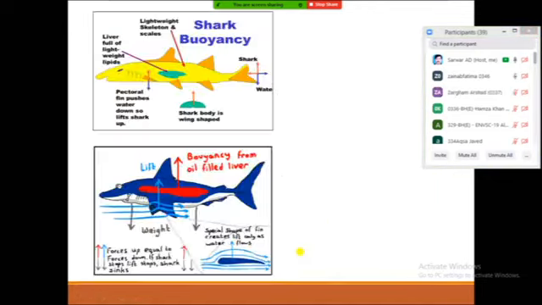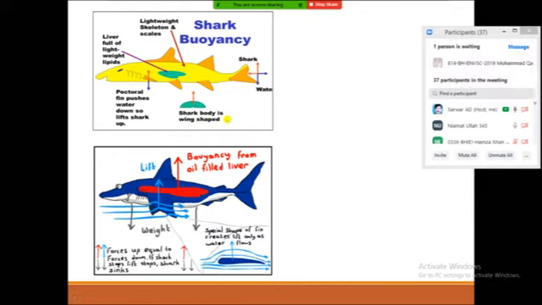In the next slides we will have a slight look at this. Here in the shark, generally they possess a lightweight skeleton, meaning they don't have a heavy skeleton, so they can move easily in the water bodies, and the liver is full of lightweight lipids, meaning lightweight lipids are present in excessive amount in the liver. The pectoral fin pushes the water down, so it lifts the shark up. Here these fins generally help the fishes to lift up in the water, and the shark body is wing shaped. It means they have a wing shaped body.